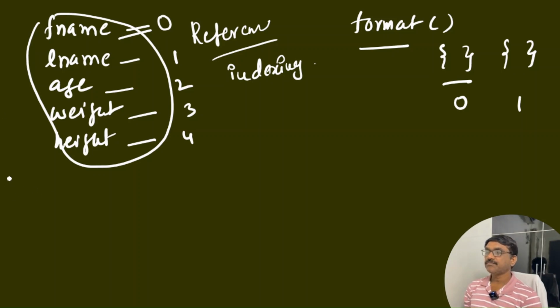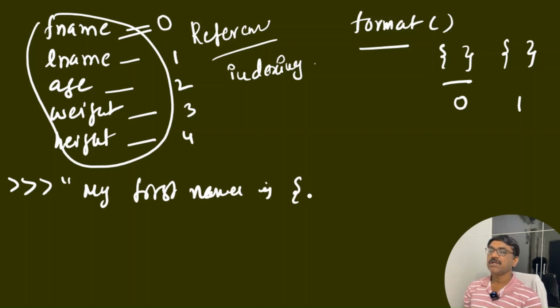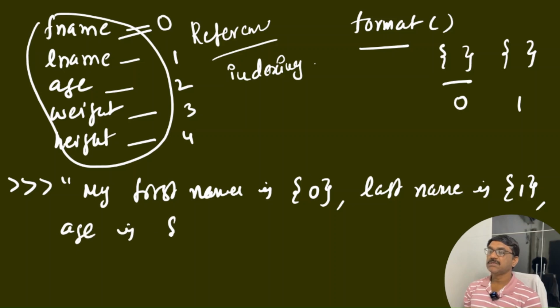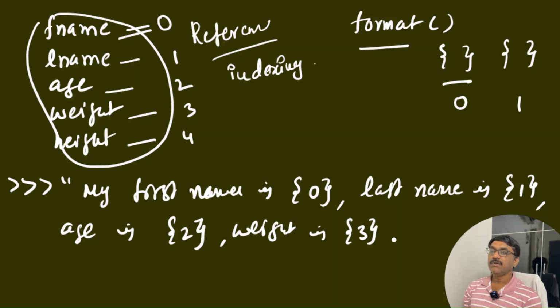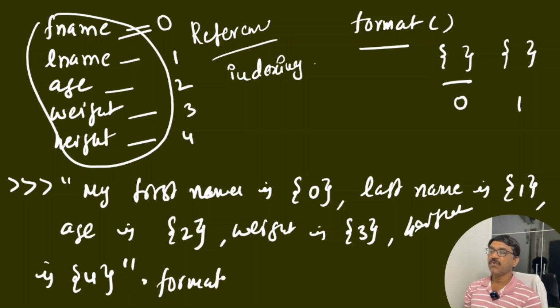How? For example, here I am writing in double quotes, I am mentioning my first name is, here I am writing like this, 0 index, comma, last name is 1 index, comma, age is second index, comma, weight is third index, comma, height is the fourth index, double quotes close, here dot, and here we are mentioning format.